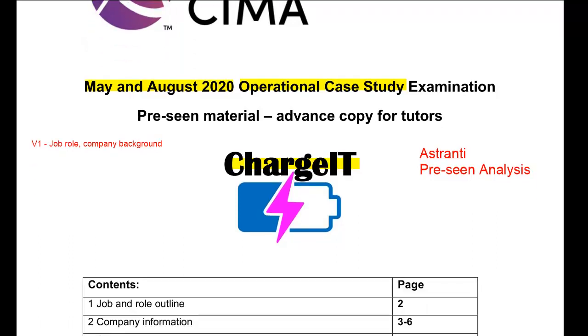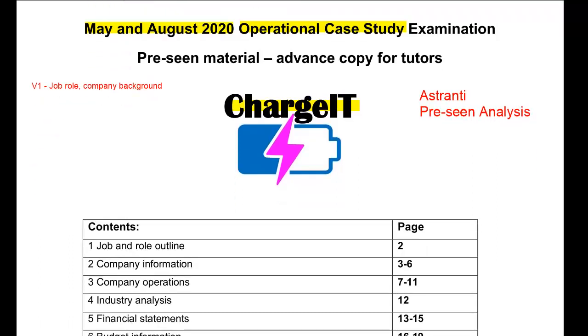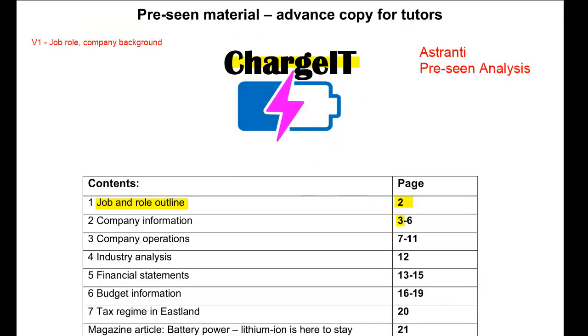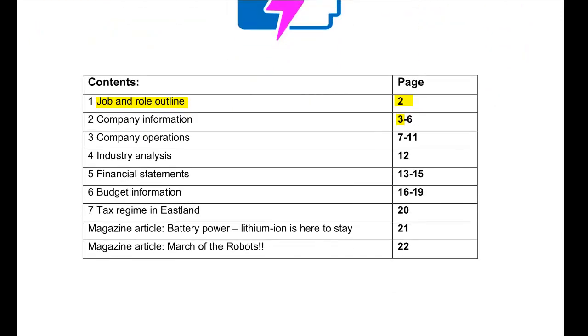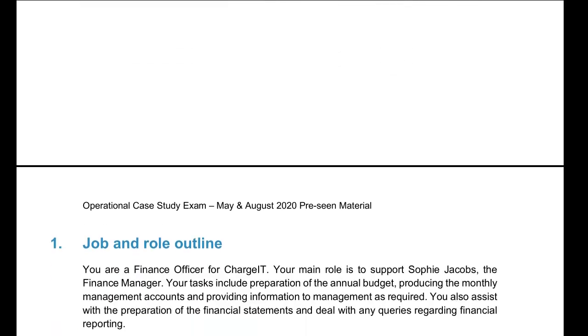So if I just scroll down to the content page, what we're going to look at is firstly your job role and the role outline that you fulfil within ChargeIT as a business. So page 2 of the pre-seen. And we're then going to move on and look at the first part of section 2 of the pre-seen, so company information. We're going to look at page 3 here and get a little bit more information about the background of ChargeIT as an entity.